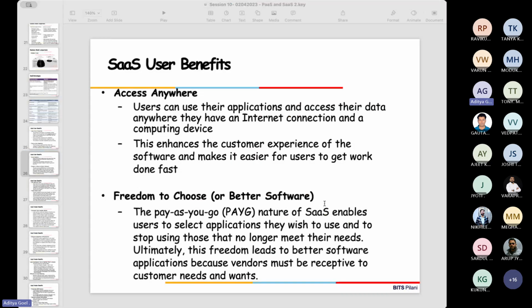Next is access anywhere. Compared to the traditional model, since it is over the internet, we can access it from anywhere.